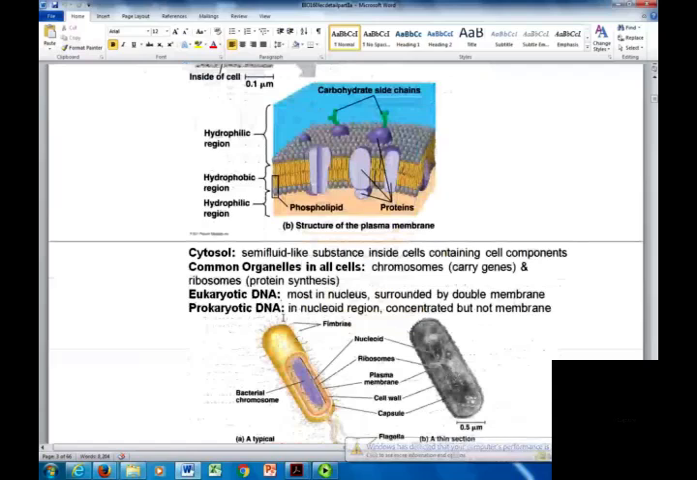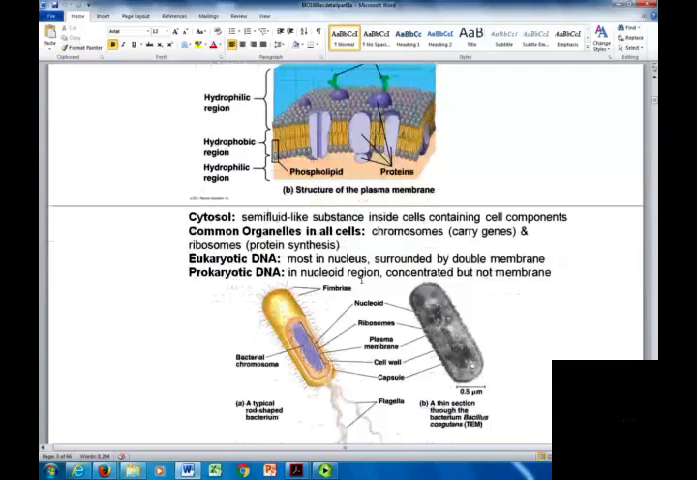Your cytosol is a semi-fluid-like substance that's inside the cell. It's going to contain the cell's components. The cytoplasm is going to be all of the contents except the nucleus, which sounds very similar. The way I remember the difference is cytosol is like Pine-Sol, which is a liquid. Not the greatest association to make, but it does work for me.